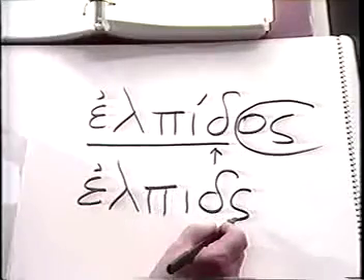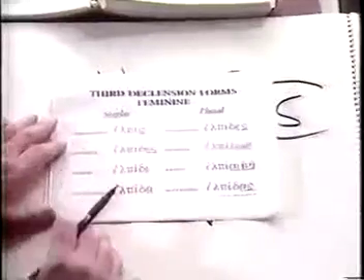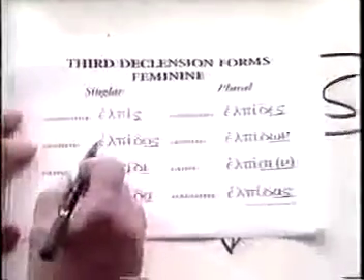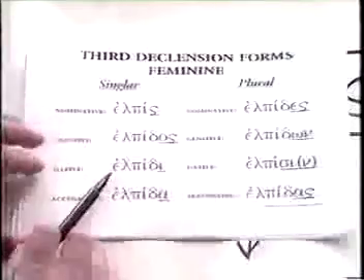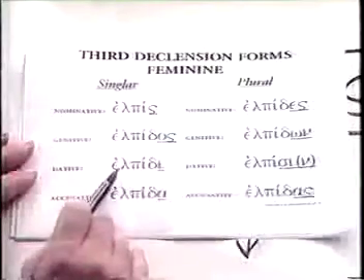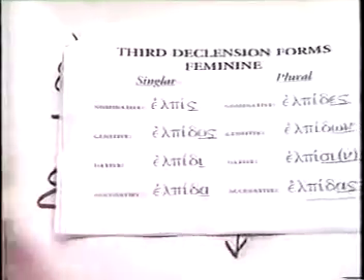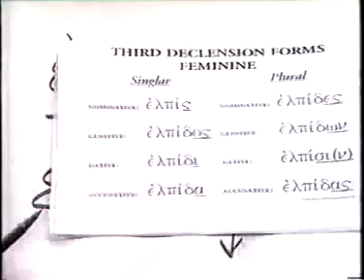Dentals followed by sigma, elide. So what will happen to that delta? It will elide, and we wind up with the nominative form elpis. The genitive, elpidos. The dative, look at the iota on the end. The dative is elpidi.